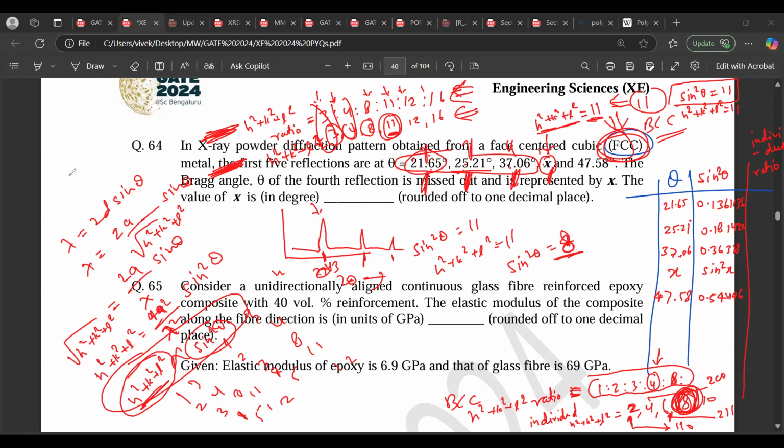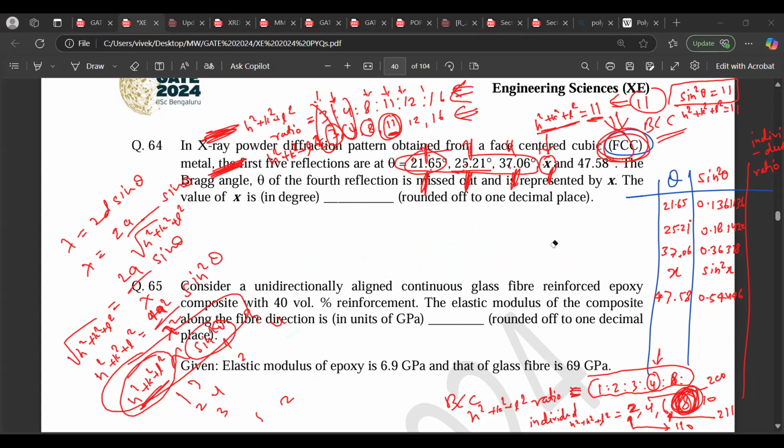How exactly is it happening? Okay, let me show you. If BCC or FCC is not given, then also you can find out. I've already taught it in my test series. I hope you all know. So see, focus here. I know my sin square theta ratio is exactly the same as the h square plus k square plus l square ratio, right? So how can I find out the ratio? You can find out the ratio by making an assumption. There are two ways. Let me tell you the simplest way.